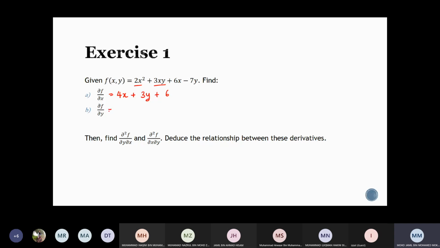Second question, del f del y. The first term, 2x squared, has no y, so you get 0. Plus 3xy, so you treat 3x as a constant and you get 3x. Plus 6x, again there is no y, and then minus 7y, so you get minus 7. Then find del square f del y del x and del square f del x del y.